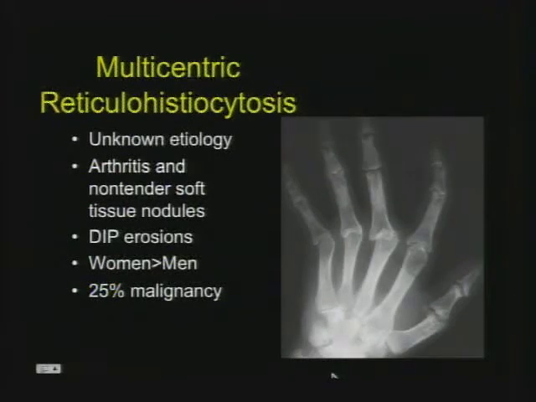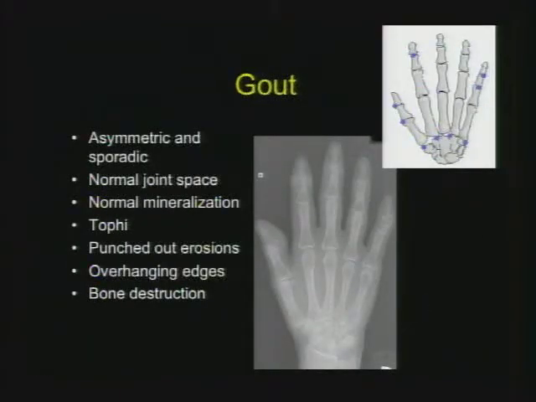I did mention, if you're thinking about PIP and DIP joints, think about multicentric reticulohistiocytosis. We don't know why people get it, but they get that kind of an arthropathy, and it's more common in women. I guess one of the really scary things is that 25% of these patients have malignancies. If you look at this one, it looks a little psoriatic here. It even involves the MCPs, which I didn't put in the diagram, but psoriatic sometimes does too. It wouldn't be rheumatoid because the DIPs are involved. And so think about that in your differential. Put it down on the list if you see DIP and PIP erosions.